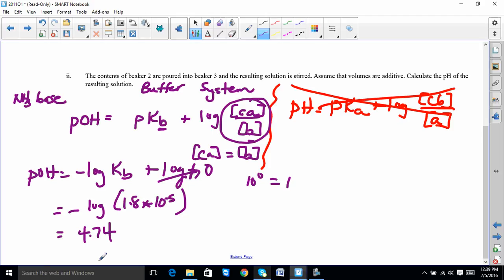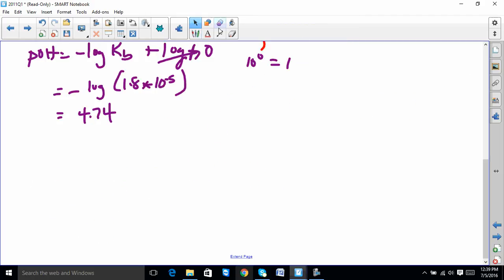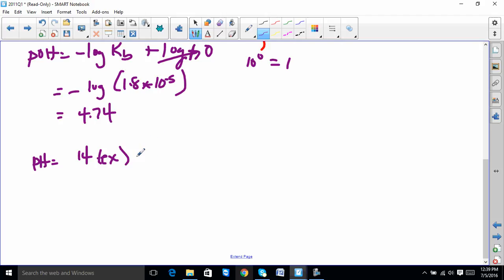But the problem didn't ask for the pOH, it asked for the pH. Well, that's a very quick fix. So the pH is going to be 14 exact. That means 14.00000, infinitely many decimal places, minus 4.74. So this has infinitely many decimal places. This has 2. Best answer, 9.26.